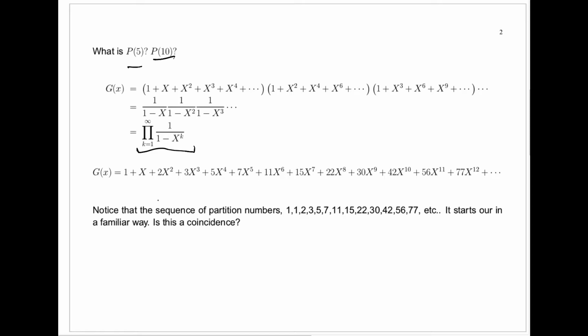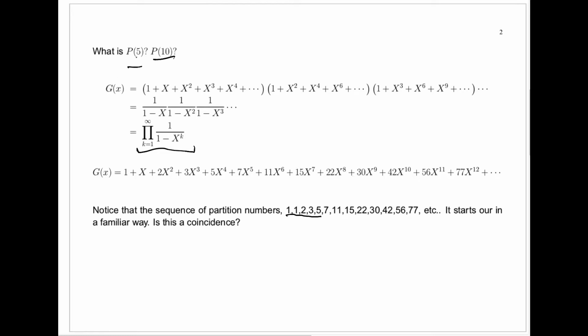Now look at the sequence of the partition numbers we get. 1, 1, 2, 3, 5, 7, 11, 15, etc. It starts out in a way that kind of looks familiar. 1, 1, 2, 3, 5. Do you recognize that beginning of a sequence? I'll let you think about that. But then you'll see it has these numbers that you probably haven't seen before. I mean, you've seen each individual number before, but you probably haven't seen them in this sequence. It's a rather mysterious thing, this partition number sequence.